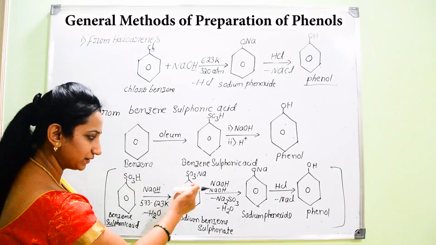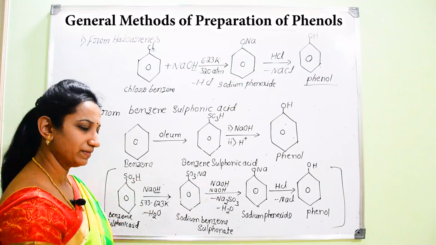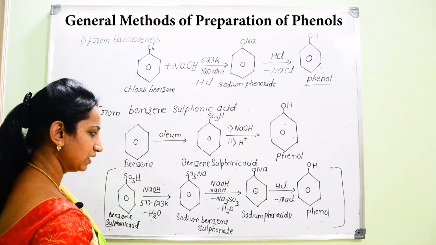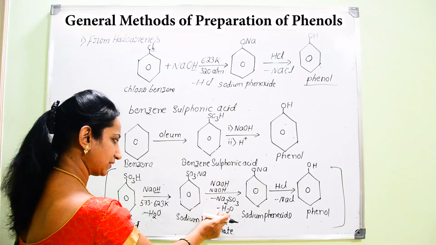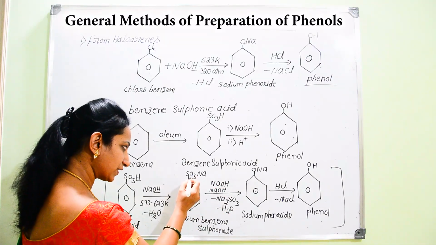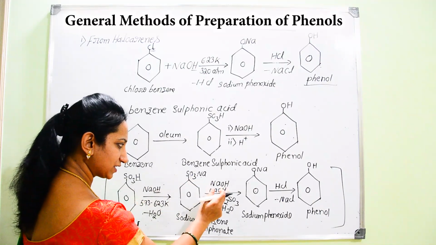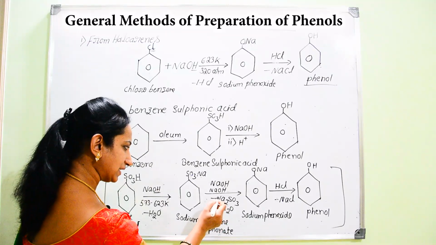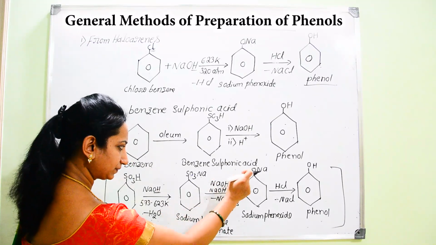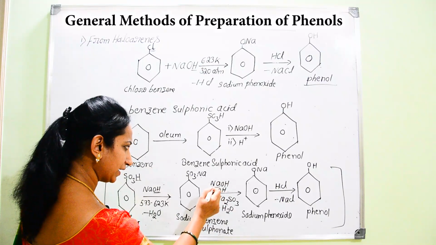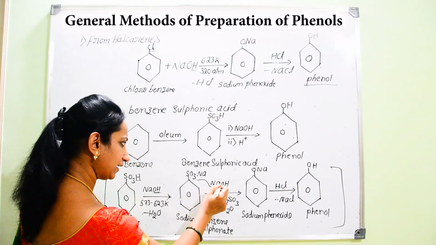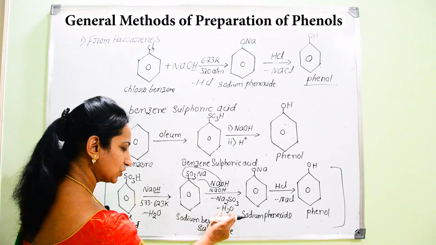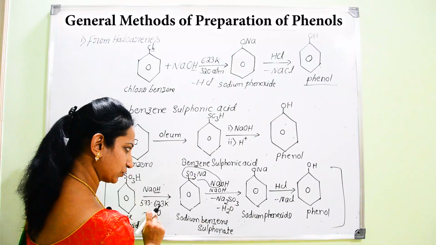Again it is further treated with excess of sodium hydroxide. What reactions take place when it is further treated with excess of sodium hydroxide? Here you can find there is a SO3Na group, and here excess means I am considering two molecules of NaOH. Now we can easily guess there will be removal of Na2SO3 group from here.